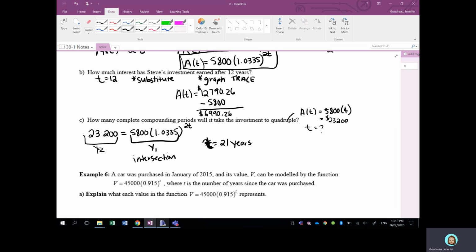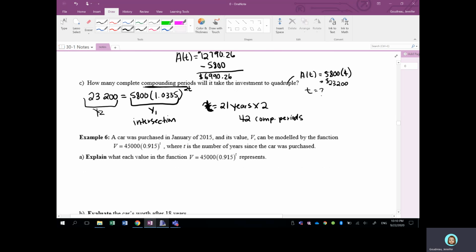But this question says, how many compounding periods will it take? So this is 21 years. If we have 2 compounding periods per year, we would multiply by 2. So it would take 42 compounding periods. So again, read the question carefully. If it said how many years would it take the investment to quadruple, we would say 21. Because it asks how many compounding periods, and because we are compounding semi-annually, we multiply our years by 2.